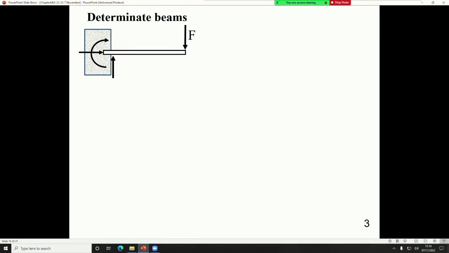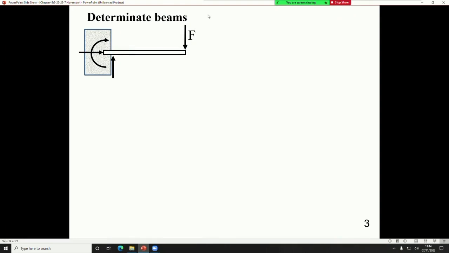Now, in the previous lecture, I kept saying a structure is determinate or indeterminate. So here I am defining, I've given you some definitions on slide number 3. Determinate structures and indeterminate structures. Sometimes indeterminate structures are also called redundant structures.